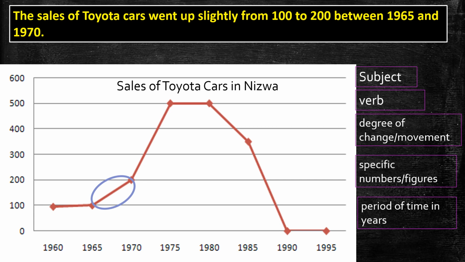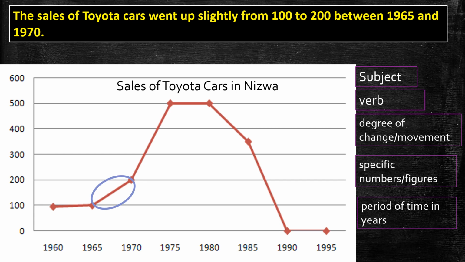Let's check the answer. The first thing, the sentence should start with subject. What's the subject? The sales of Toyota cars. Verb. Look at the trend. Is it going up or down? I've already given you words in previous video for the trends that go up, words to be used for the upward trend and words to be used for the downward trend. So the trend is going up, so I have used the word went up. From 100 to 200, so it is very slight. So the adverb slightly is used. It went up from 100 to 200 and the time period is between 1965 and 1970.